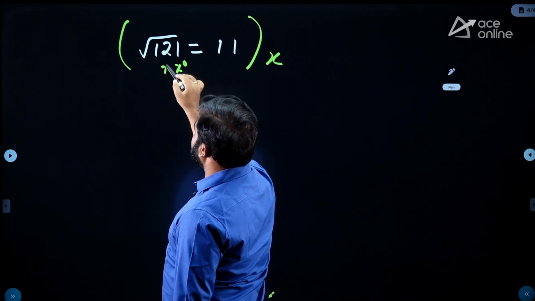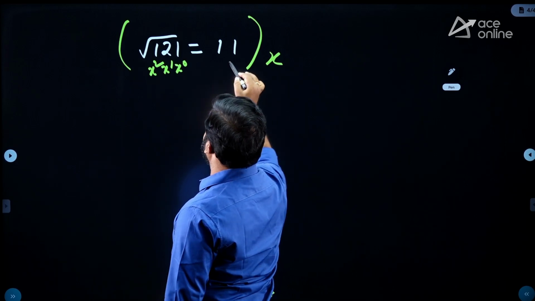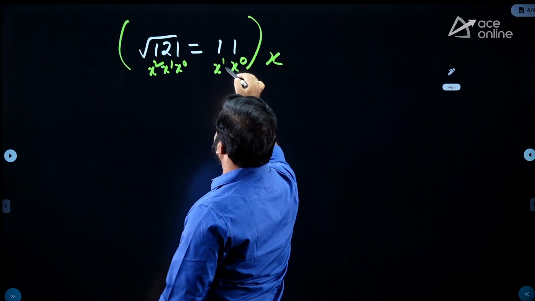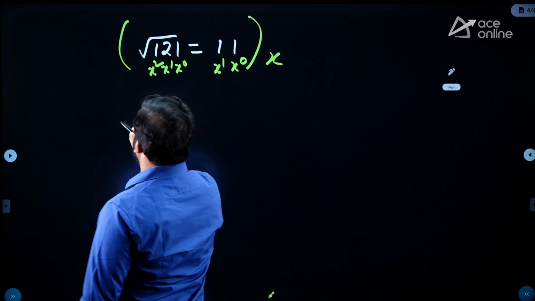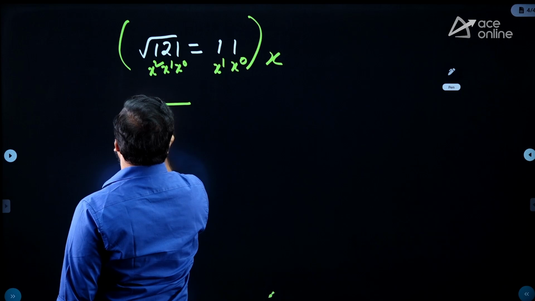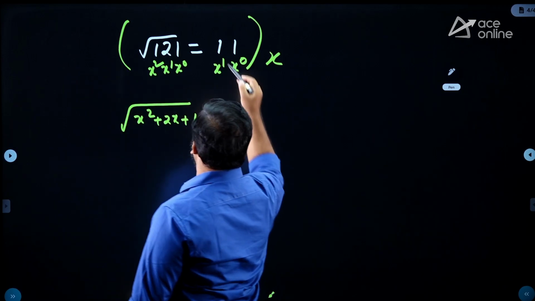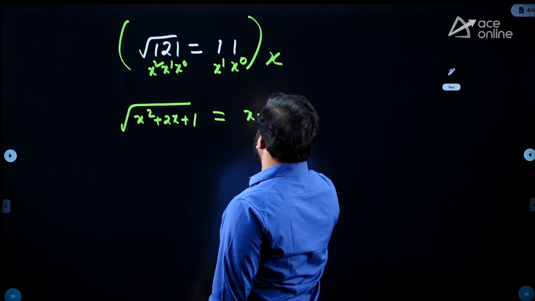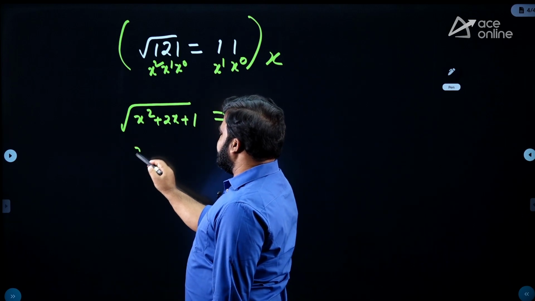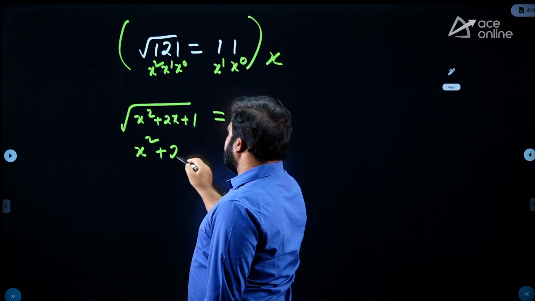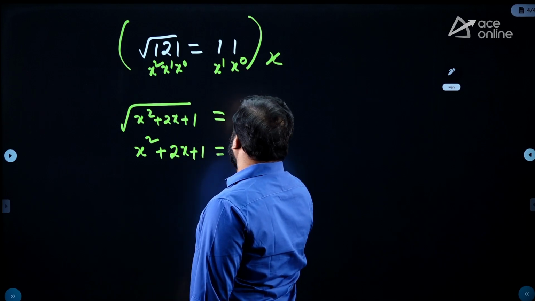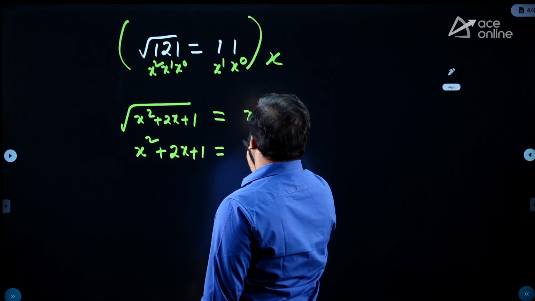x power 0, x power 1, x power 2 are the weights. Then what we get here: square root of x square plus 2x plus 1 is equal to x plus 1. To eliminate this square root, what can we say here? x square plus 2x plus 1 is equal to x plus 1 whole square.